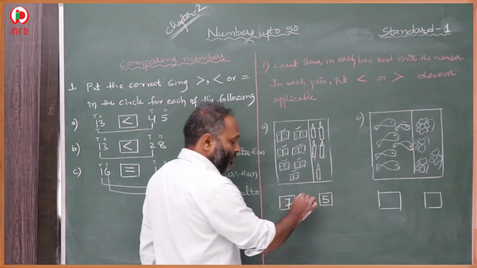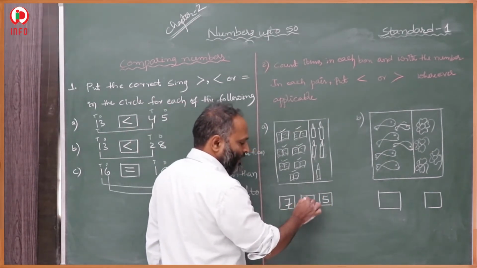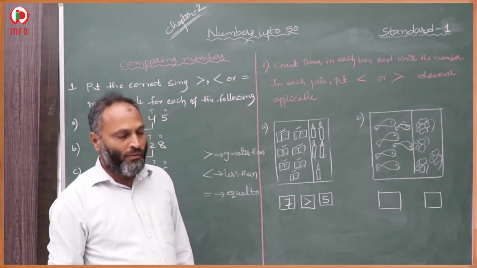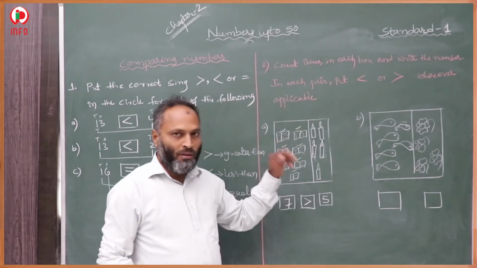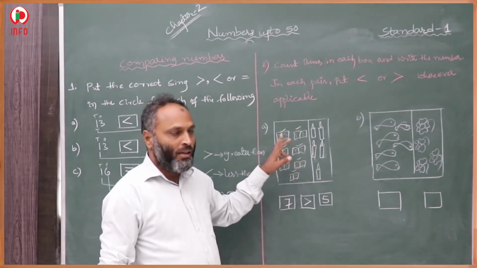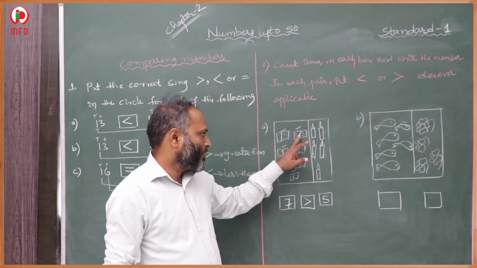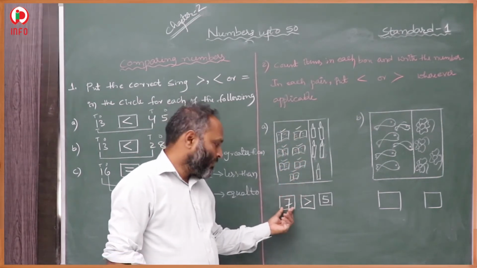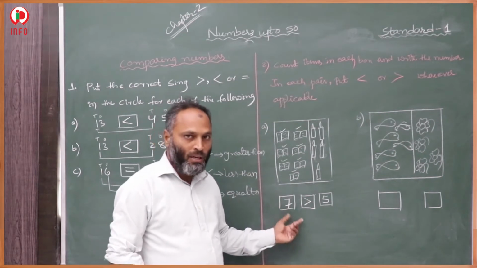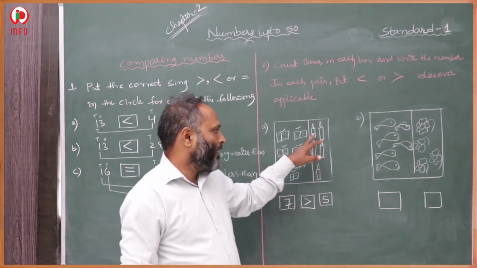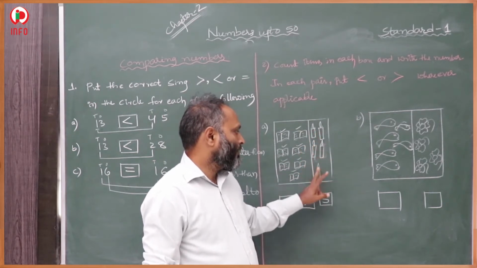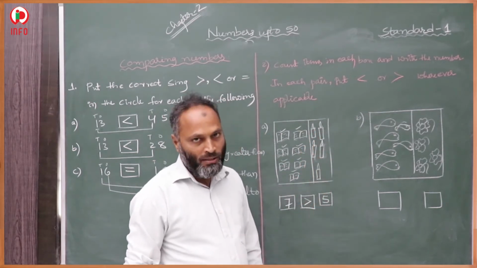Then 7 is greater than 5. 7 is bigger than 5. So like this, first we have to count the number of objects. How many objects were there? 1, 2, 3, 4, 5, 6 and 7. 7 objects. First we have to write that in the box. Then after that, how many candles were there? We have to check. 1, 2, 3, 4, 5. That we have to write in the next box.